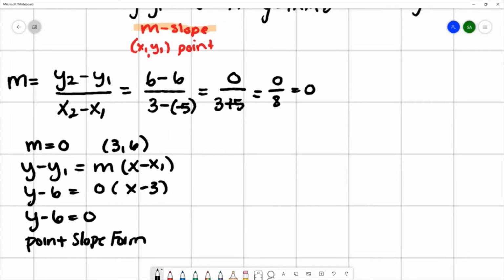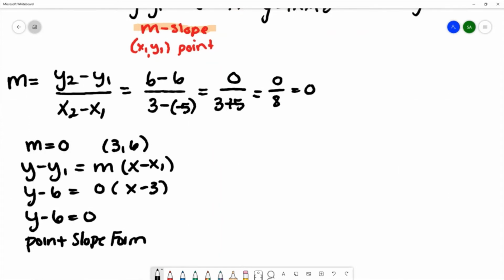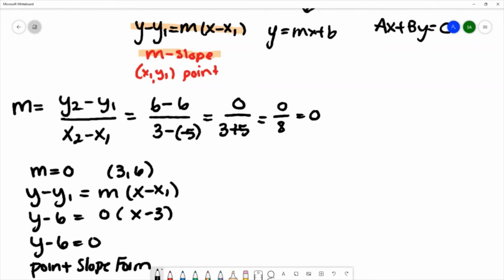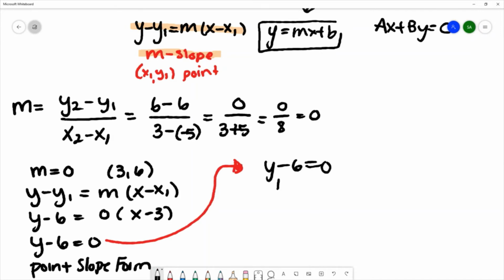And then we want to convert that to our slope-intercept form. And with our slope-intercept form, as we saw above, slope-intercept form has y by itself. So to convert this to slope-intercept form, we're going to start with that y minus 6 equals 0 and get y by itself. That's y equals 6. That's our slope-intercept form.